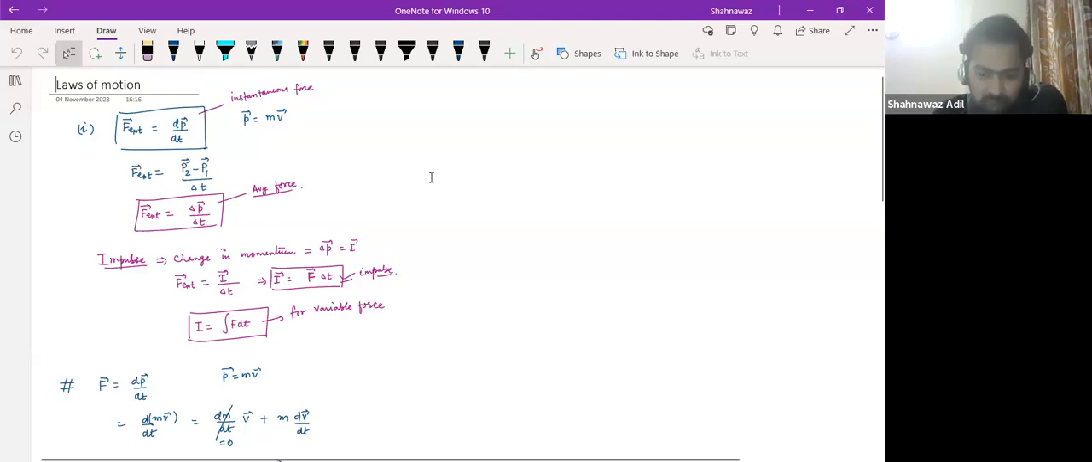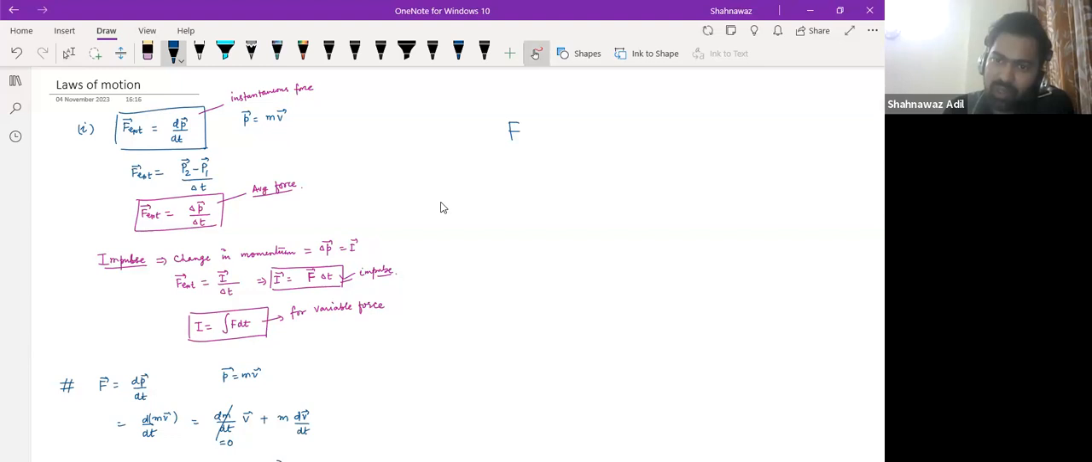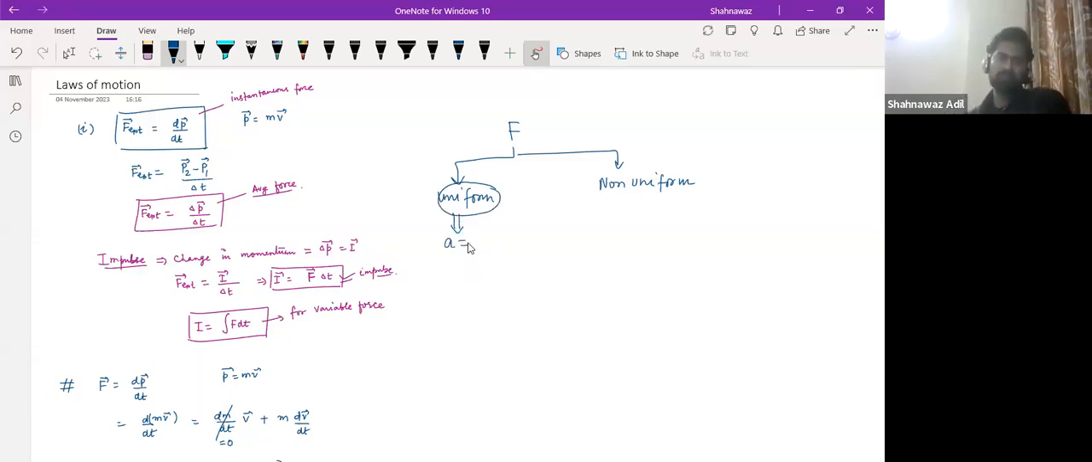But if you have a variable force, right? If this F is uniform, what is the uniform force? So we have two kinds of forces, right? Uniform and then non-uniform force. If I have a uniform force, then what would be acceleration? Can you guys tell me? If we have uniform force, then what would be acceleration? So acceleration would be uniform also, and this would be constant.